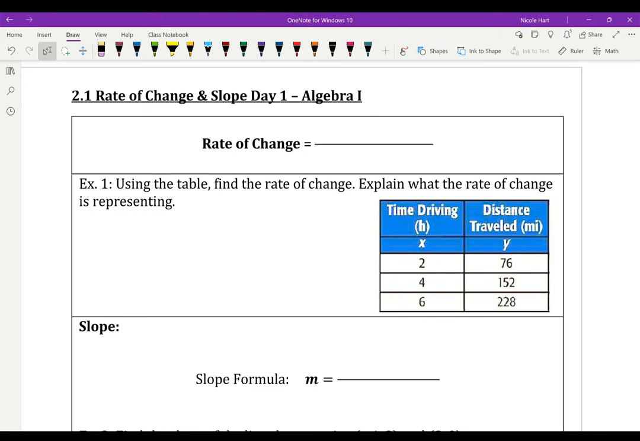Today we are going to be talking about rate of change and slope. So rate of change is when we have an input and an output. Our input typically ends up being an X, and our output is our Y. Our rate of change is the change in our Y values over the change in our X values.